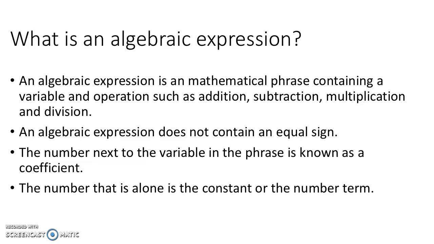What is an algebraic expression? An algebraic expression is a mathematical phrase containing a variable and operation such as addition, subtraction, multiplication, or division. An algebraic expression does not contain an equal sign. The number next to the variable is known as a coefficient. The number that is alone is a constant or number term.